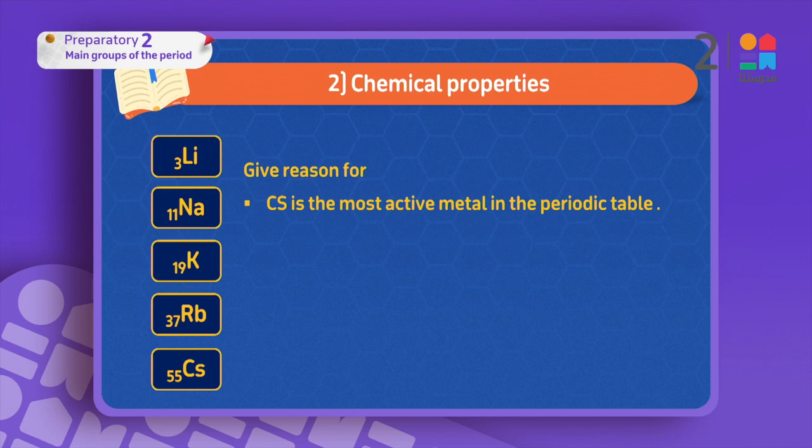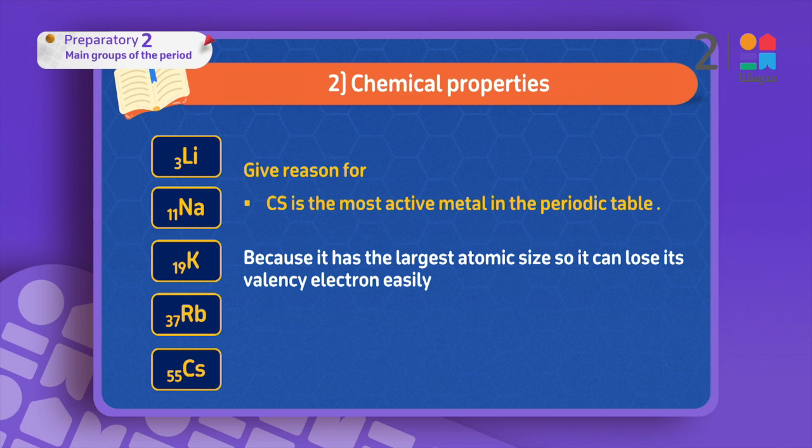Now, give a reason. Why do you think that cesium is the most active metal in the periodic table? Actually, cesium is the most active one of all. Why do you think? We just said it before. Because cesium has the largest size. As it has the biggest size, it can lose easily the one electron that's in the last energy shell.